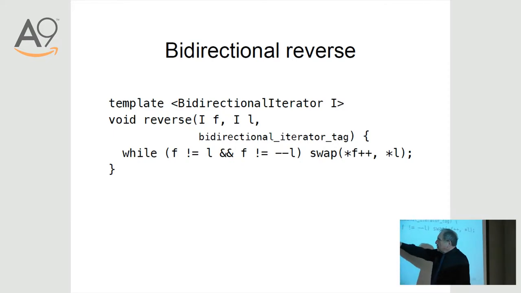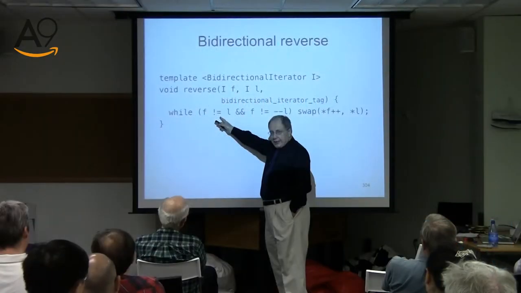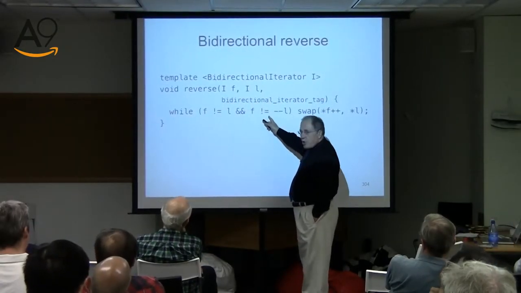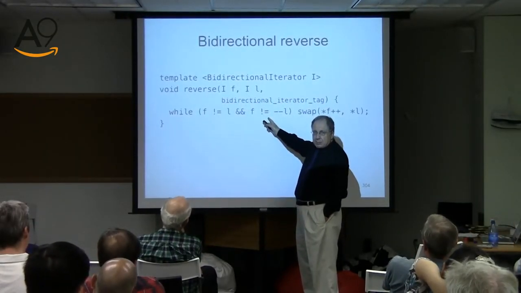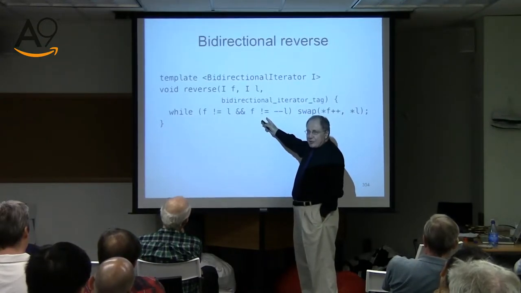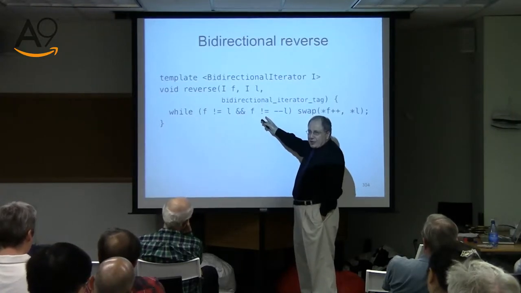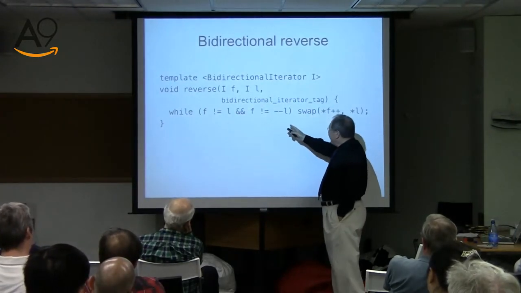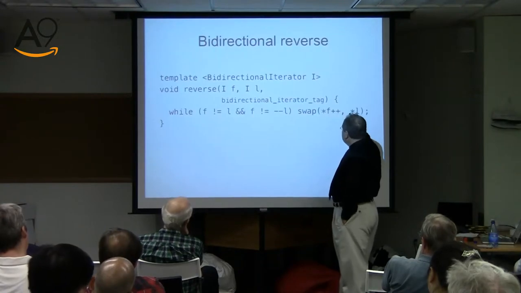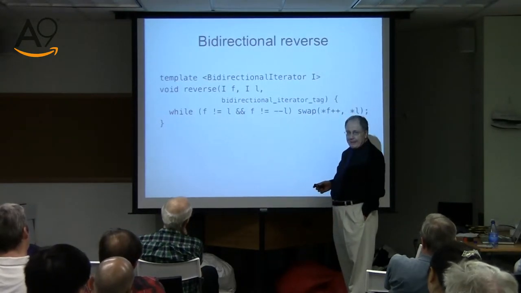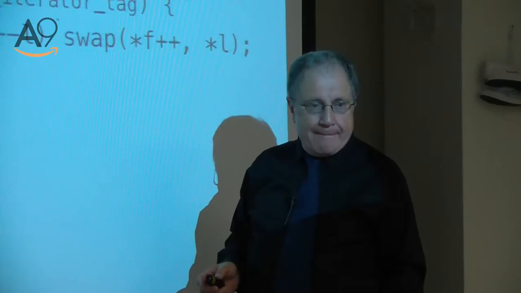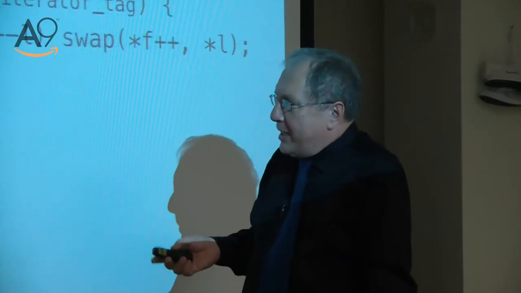So while not empty and more than one element, because you don't really need to reverse a range with one element. Well, at least you don't need to do anything about reversing it. You swap and swap. Right? It's really simple.